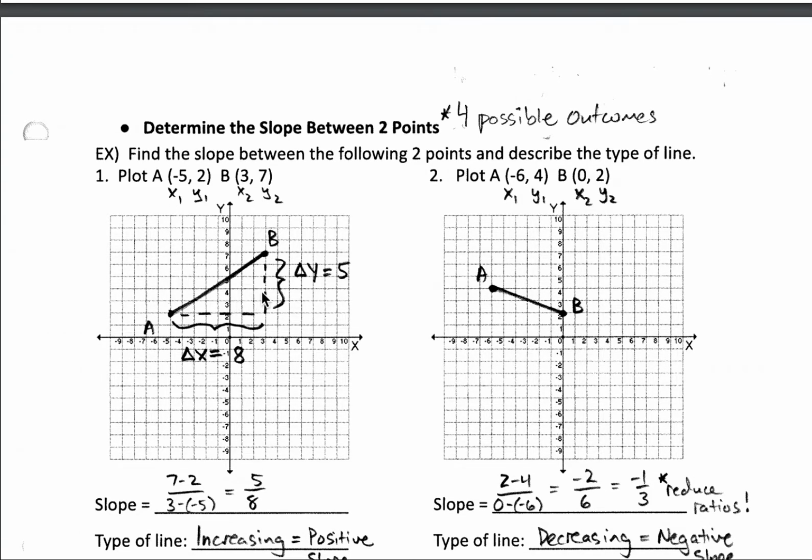To find our change in y, or the change in our height there, we're going to subtract our two y values. Let's start with our B y value and subtract the A y value. So 7 minus 2, that'll give us 5. To find our horizontal change, or the difference in our x values, we're going to subtract our x values here. So we're going to do 3 minus negative 5 on the bottom.